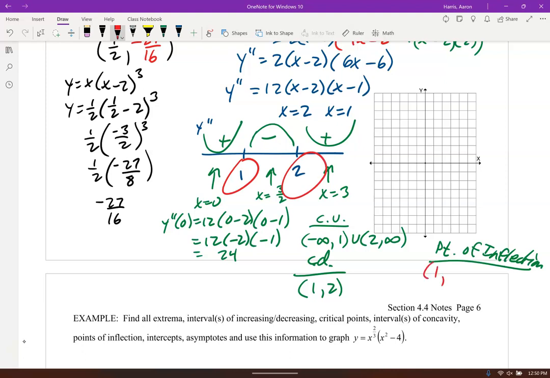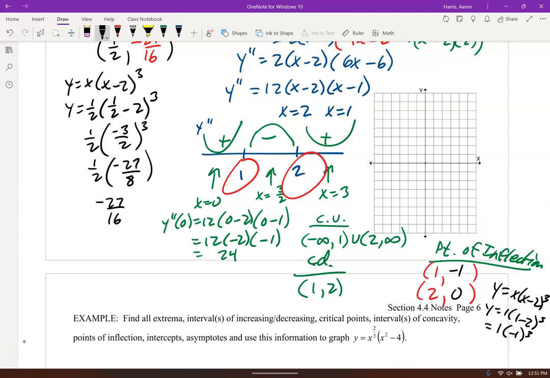So at both of those, 1 comma whatever and 2 comma whatever. And so I would throw those into my original function, which is x times (x minus 2) cubed. So let's throw the 1 in. So I got 1 times negative 1 cubed. So it looks like I get negative 1 there. Throw the 2 in, and I end up with 0. So those are points of inflection as well.